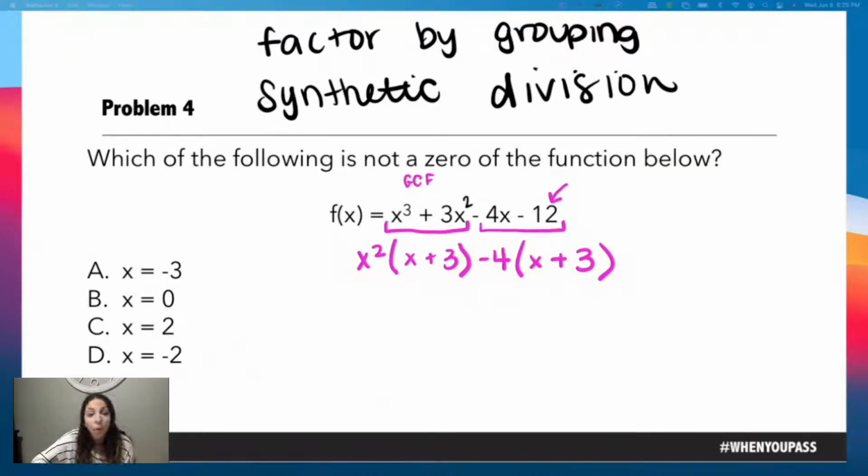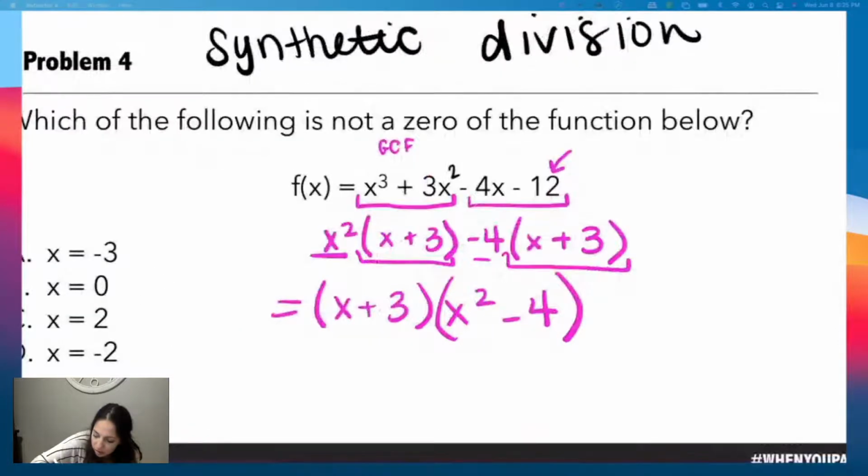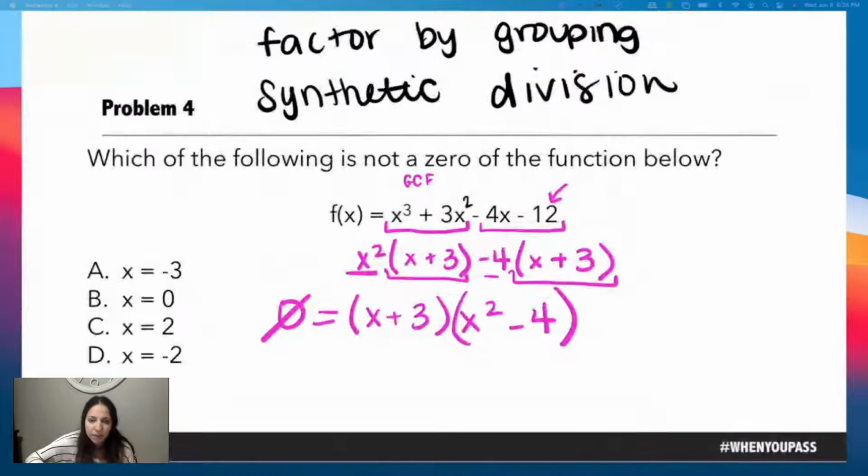So now what I can do is factor out a GCF. This and this are GCFs of each of these terms. So if I factor out an x plus 3, what am I left with? I'm left with x squared minus 4 equals 0. Now I can find my zeros. All I did was replace the f of x with 0, because I'm trying to find my zeros, which is where my graph crosses my x-axis.